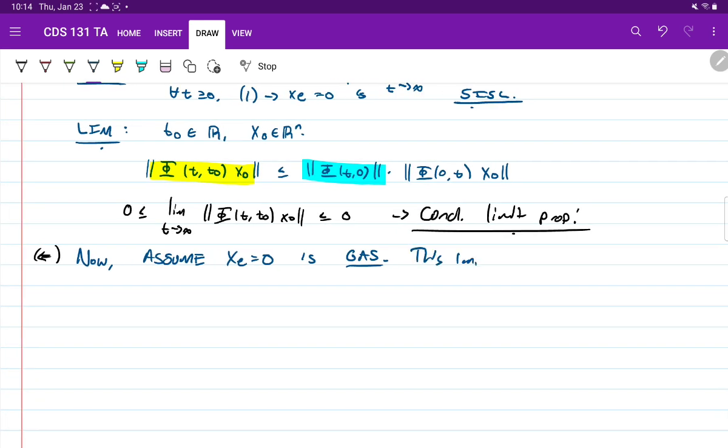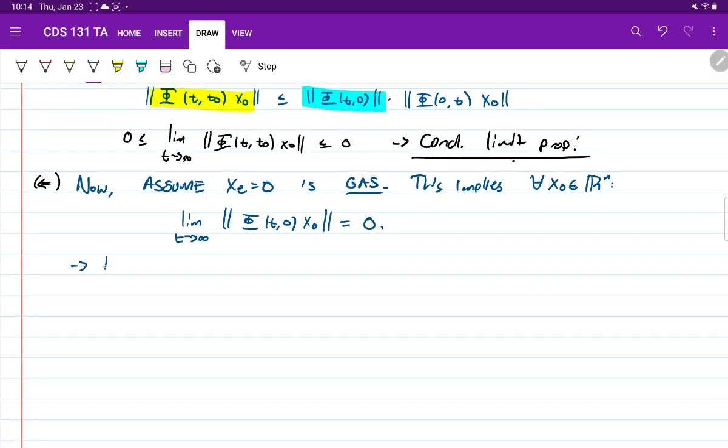Well, this implies for all x naught in Rn, we have the limit as t goes to infinity of phi of t comma 0 times x naught equals 0. Okay? All right. Well, what else do we have? Well, now by being a little bit clever with our choice of initial condition, we can actually show that phi itself will converge to 0.